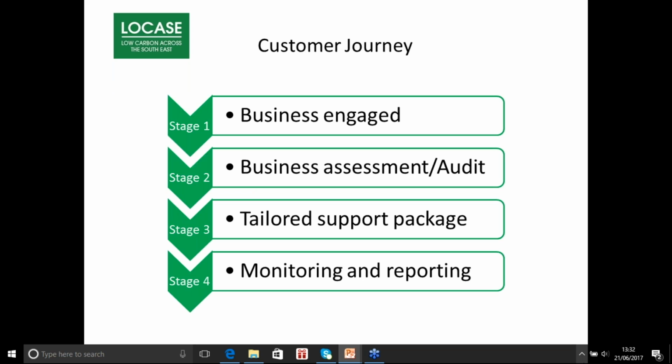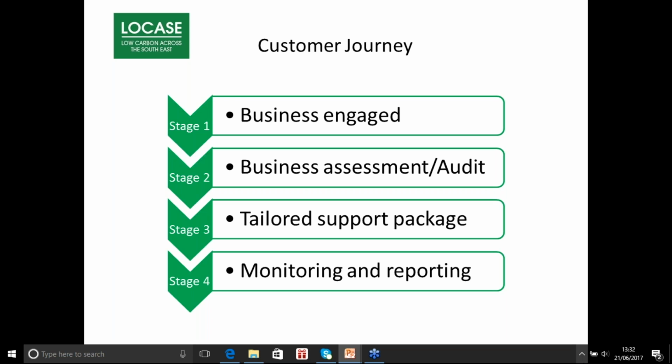So I'm just going to run through what you can expect when you engage with us. We have a customer journey, and it should be fairly straightforward for you and invisible. We make all the right decisions on your behalf, hopefully. So what we do is we engage with businesses. We come and meet businesses all the time. We hold our own events.